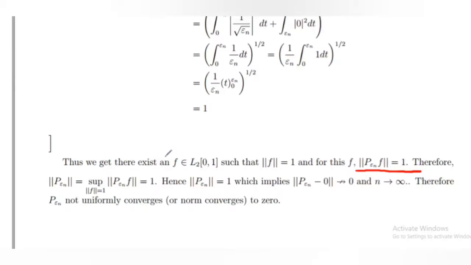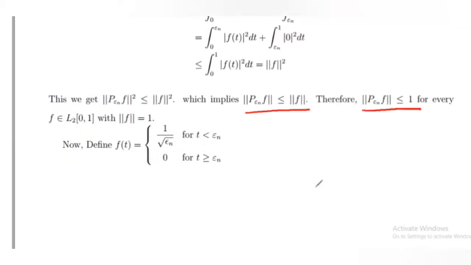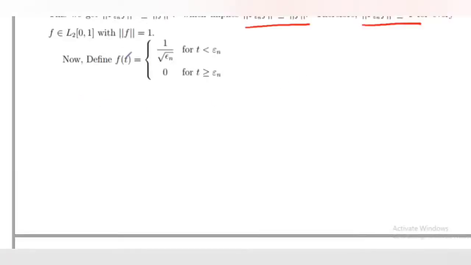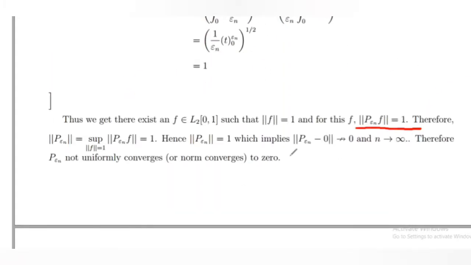Therefore norm of P epsilon n is equal to the supremum over norm of f equal to 1 of norm of P epsilon n f, which is equal to 1, because norm of P epsilon n f is less than or equal to 1 for every such f, and for the f we have already defined, this value is equal to 1. That means the supremum value is equal to 1. Therefore norm of P epsilon n equal to 1.